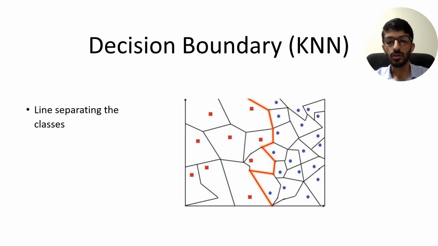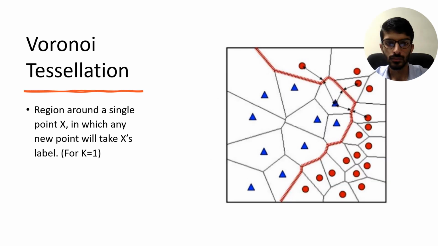So the decision boundary is basically a line which separates the two classes. So in this picture, the red line is our decision boundary. Secondly, we will plot the Voronoi plot, which basically plots regions around points, which cause other points, new points in those regions to take their label. For example, the blue dot here will cause any new points inside this polygon to take blue's label.